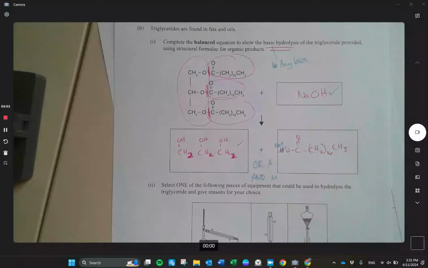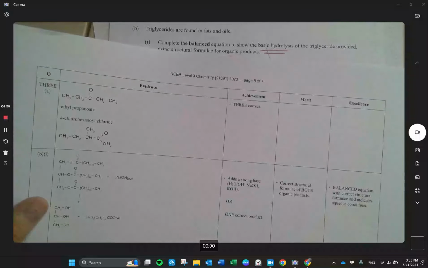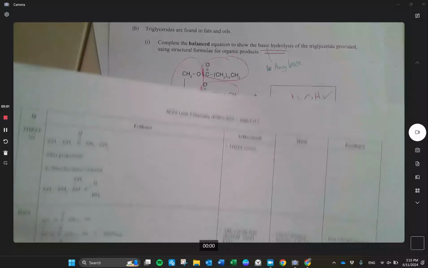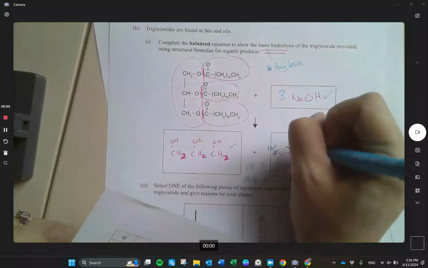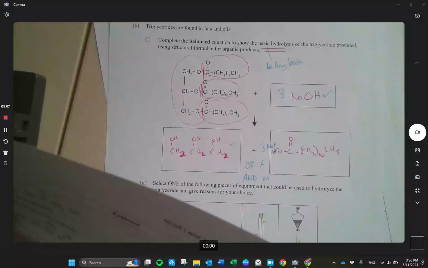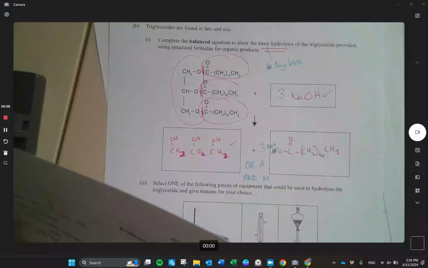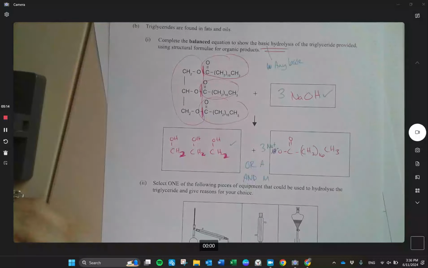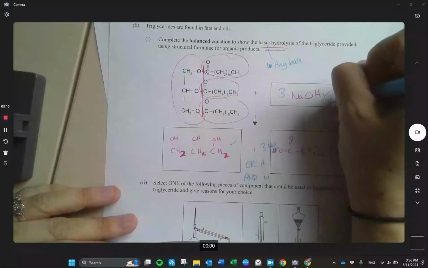And then the last thing for the excellence is a balanced equation. So all you need to do is put 3's in front. 3, and 3. So there's 3 tails. And then what else did they want? Balanced equation with correct structural formula indicates aqueous solution, so they just want you to write that this is AQ. But that's for excellence, so don't stress.